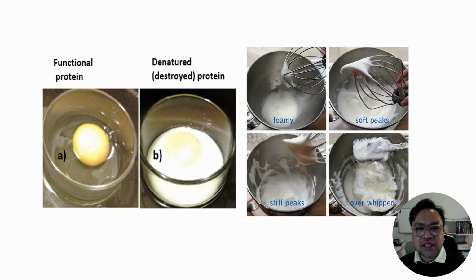Both examples illustrate how physical whisking or thermal heat stress can denature proteins. Denaturation alters the protein's natural structure, impacting its function and appearance. In cooking, this process is essential for transforming food textures and properties.